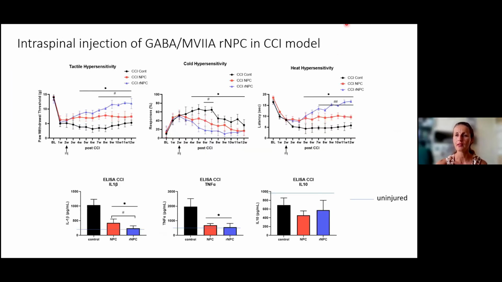And then we used those cells in the model of chronic constriction injury. The animals that received the recombinant cells are in blue in those plots. The animals with non-recombinant cells are red. You can see all those blue lines. The animals that received the recombinant cells got a much better effect, a much stronger analgesic response, than the animals treated with non-recombinant cells. We also checked the presence of the inflammatory markers, interleukin beta, TNF alpha, and interleukin 10, in homogenates of the spinal cord from those animals.